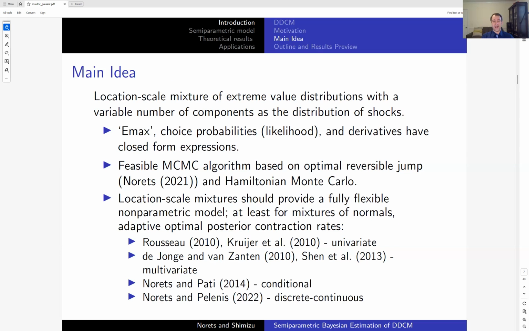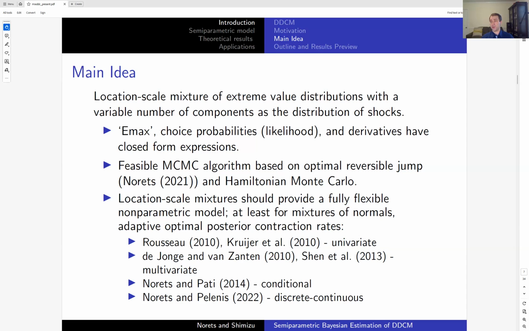So here we come. We're going to use location-scale mixtures of extreme values, and there are two obvious benefits. First of all, since we are using mixtures of these extreme values, all these analytical expressions for the choice probabilities and Emaxes will also have mixture forms of the familiar expressions for the logit model. So the model is still going to be computationally tractable.